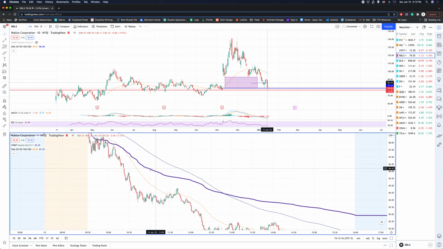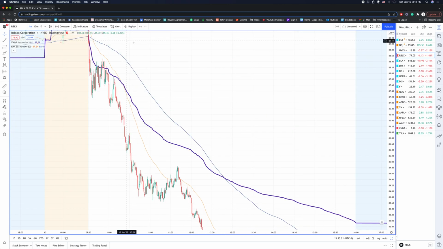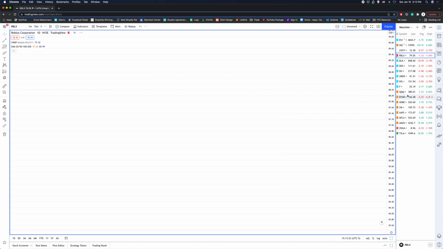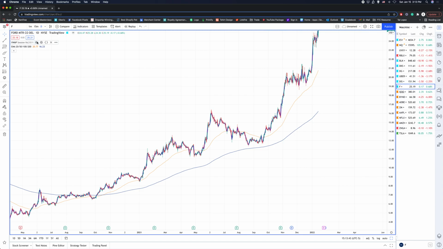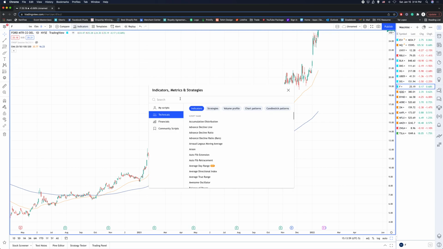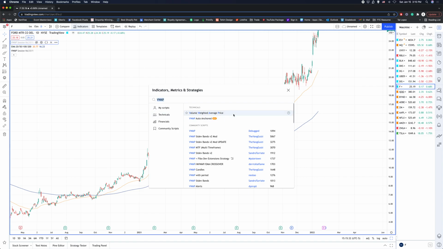So how do you get the 1 minute VWAP? Very simple. First of all, let me restart this chart here. We're going to look at Ford just because it's a little bit cleaner. What you want to do is go to indicators. It's the same way you pull up your EMA and your RSI indicator. Click on indicators and pull up VWAP, and just click this first one right here.